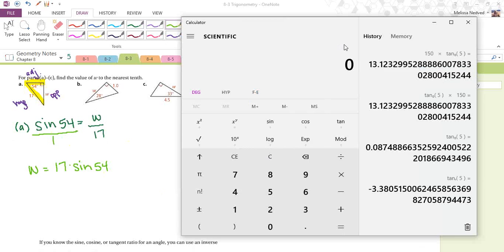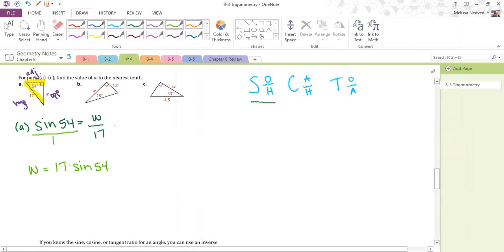Not quite, Nakia. I'll answer this in a second. I want to finish Nakia's question. So you choose which trig function, sine, cosine, or tangent, based on two things. One should be what you're looking for. The other should be what you know. So you're going to choose it based on what you're looking for and what you know.